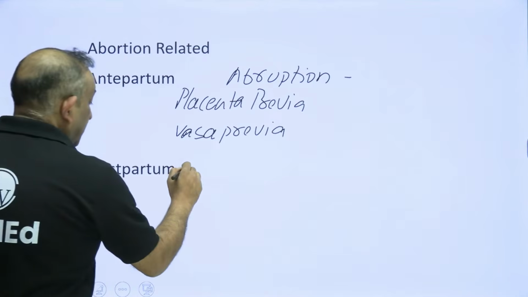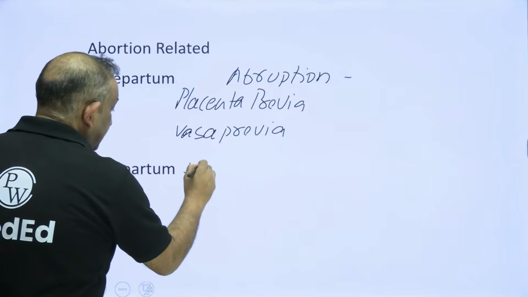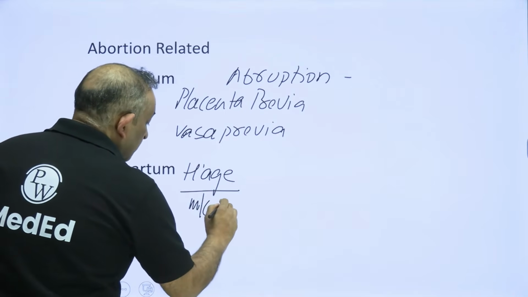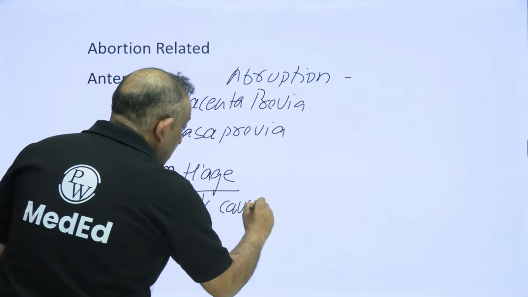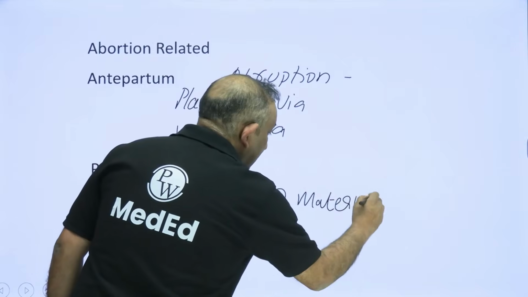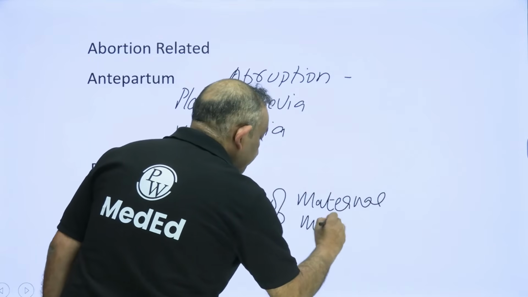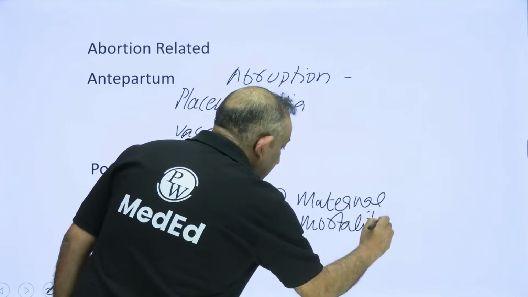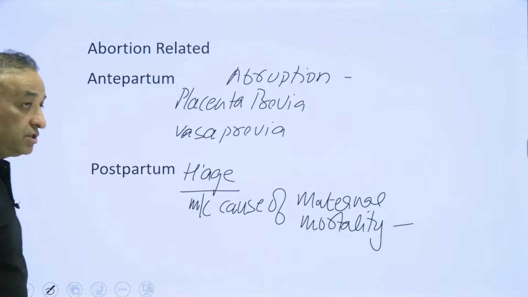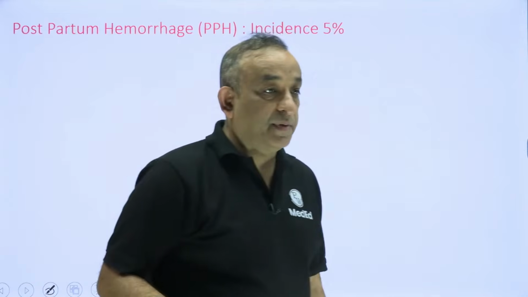And then the postpartum hemorrhage. Postpartum hemorrhage, I'm writing here. It is the most common cause of maternal mortality in our country. Now, when we're talking about obstetric hemorrhage, these are the causes of the obstetric hemorrhage. Let's deal with postpartum hemorrhage first.